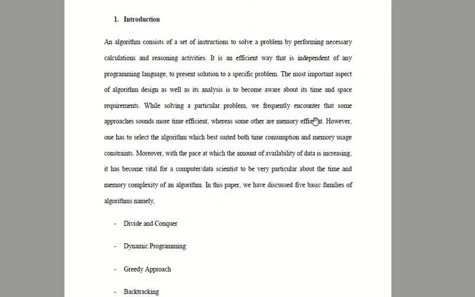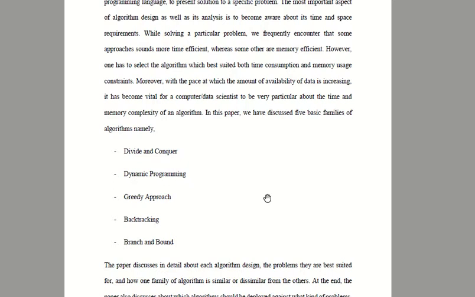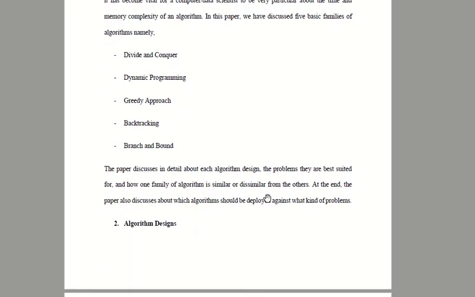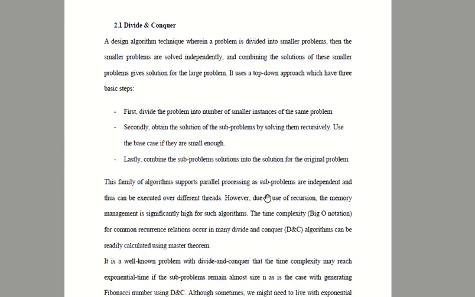In this, we will be discussing five basic families of algorithms, namely divide and conquer, dynamic programming, greedy approach, backtracking, and branch and bound. These are the five algorithms which we are going to talk about today. So first of all, let's start with the divide and conquer algorithm.